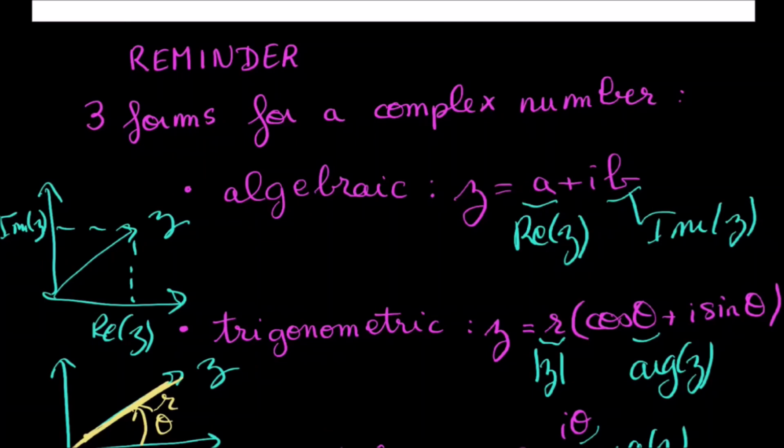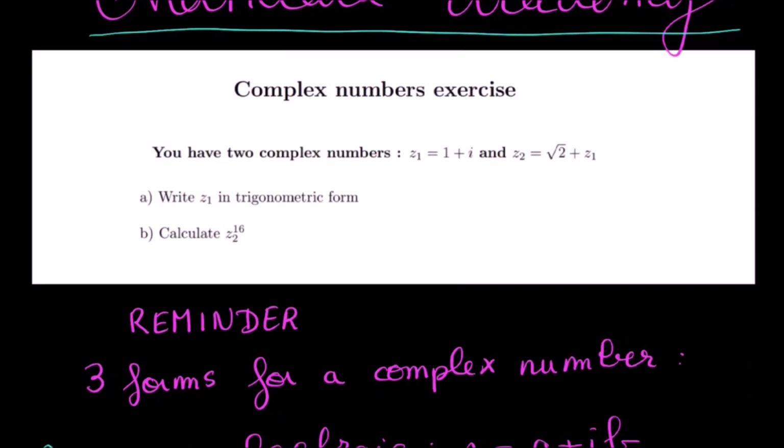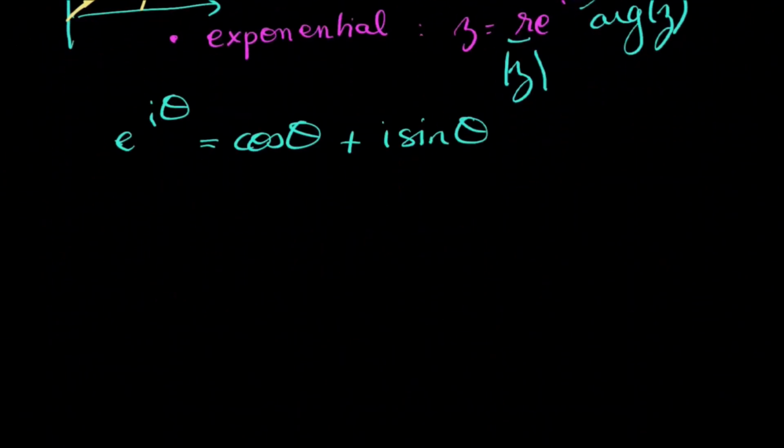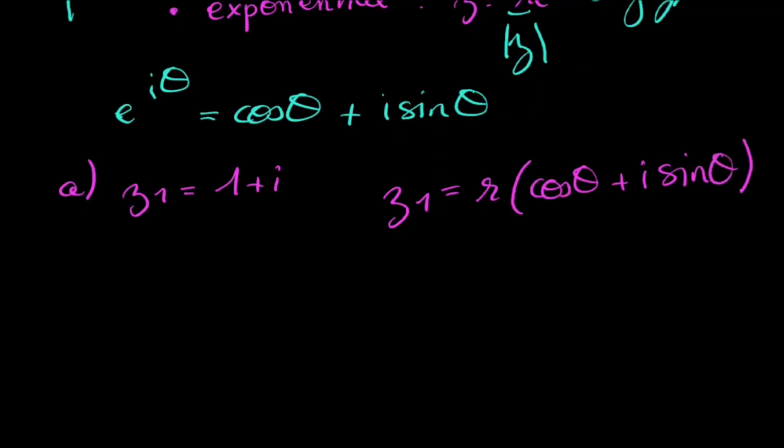So now that we have in mind the three forms of a complex number, we can correct the first question. The first question is: write Z1 in trigonometric form. We have Z1 equals 1 plus i, and we want to write it in the form Z1 equals R cos theta plus i sin theta, with R equals the modulus of Z1 and theta equals the argument of Z1.